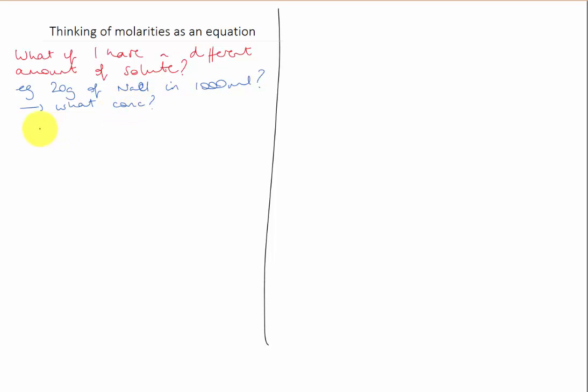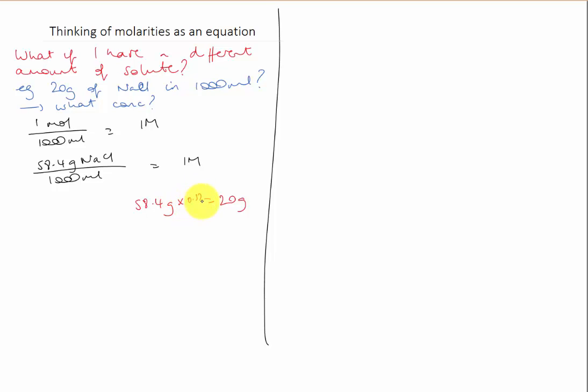So again, I'm just going to start with my 1 mole in 1000 mils is equal to 1 molar, or indeed 58.4 grams of NaCl in 1000 mils is equal to 1 molar. And now to go from 58.4 grams to 20 grams, I've calculated that I have to multiply by 0.32. So I did that by dividing 20 by 58.4.